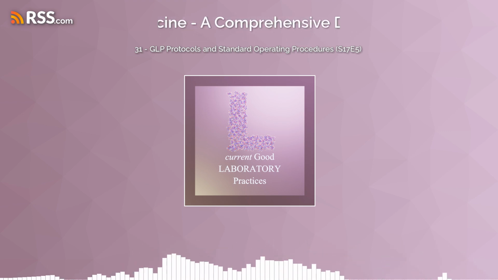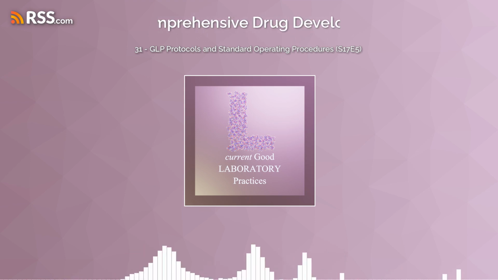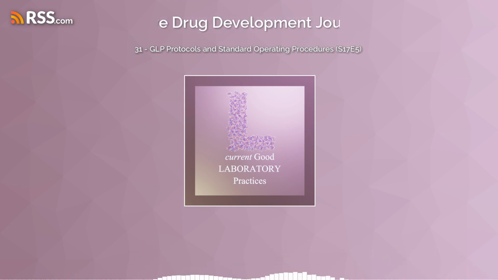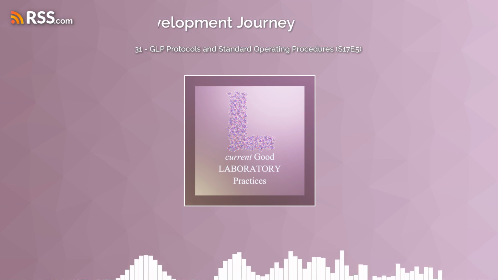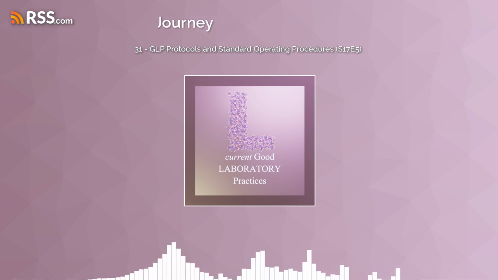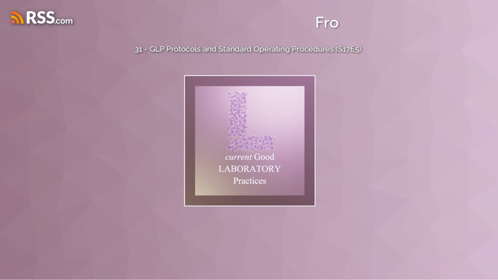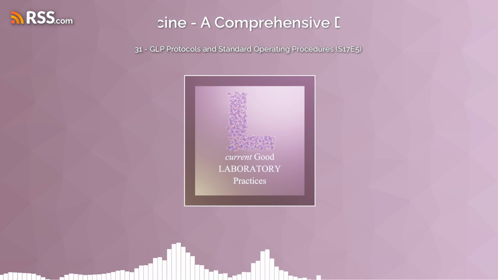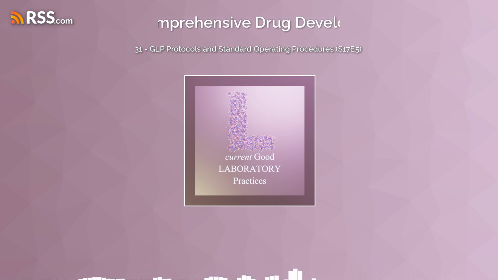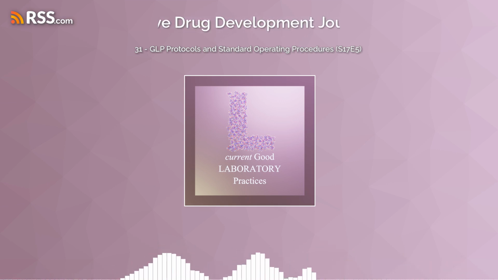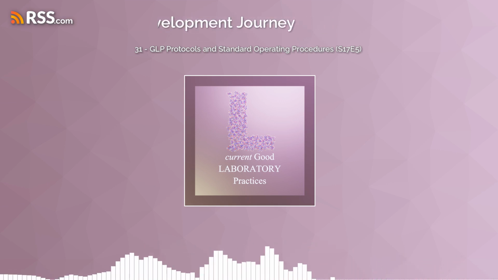And last but not least, there's ruggedness. This is about how well the method holds up and continues to give reliable results even when there are small, intentional changes in the experimental conditions. This might involve things like having different people run the test, using different equipment, or even doing the tests on different days. It's all about making sure the method is dependable in the real world of a busy lab.